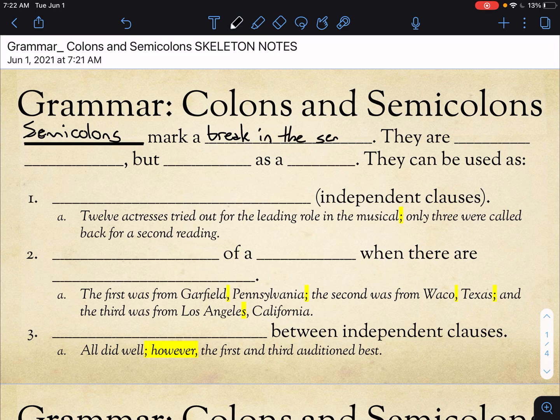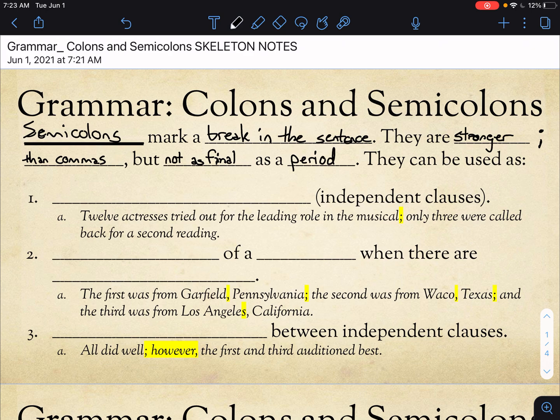These are the symbols, and they look like this. They are kind of interesting because they are stronger than commas, which means they have more of an ending than commas, but they're not as final as periods. So they're a little bit in between.